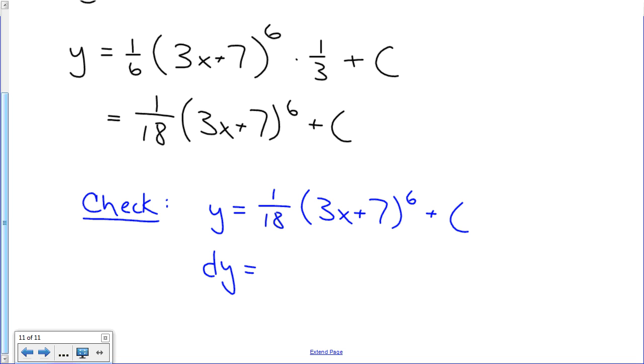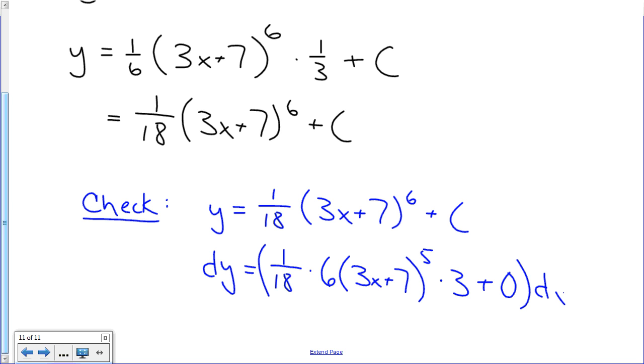So we have a constant times our function. The constant stays out front, 1/18. Then your function is a composite function, so follow the chain rule. 6 comes out front. Subtract 1 from the exponent, so 6 times 3x plus 7, the inside function, raised to the 5th power. Then multiply by the derivative of the inside. The derivative of 3x plus 7 is 3. And of course, the derivative of our constant, I'll go ahead and put plus 0 here, so we realize we did actually take the derivative of the c, but it's 0. Then we multiply the whole thing by dx. That's how we find the differential of y.